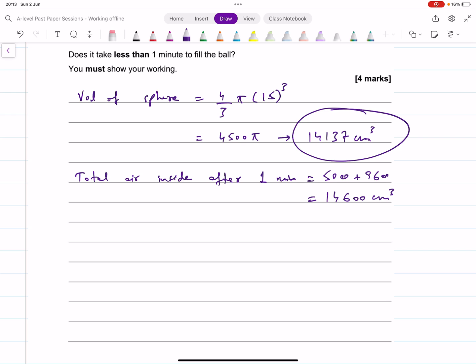That means it does take less than a minute to fill the ball, because in 1 minute, we would have filled more air than the capacity, which is not possible. Of course, that means before 1 minute, the ball is basically full of air. So yes, we say it takes less than a minute. This working is important, of course. We say it takes less than 1 minute to fill the ball. All right, let's move on.